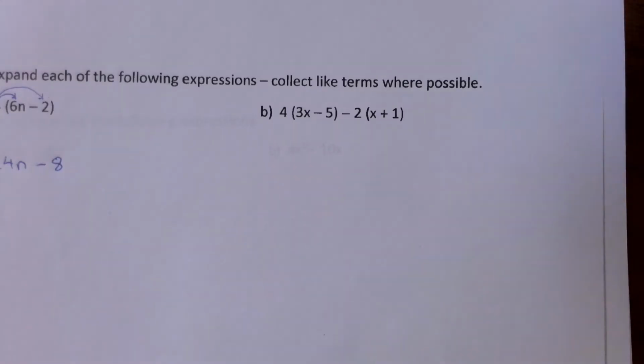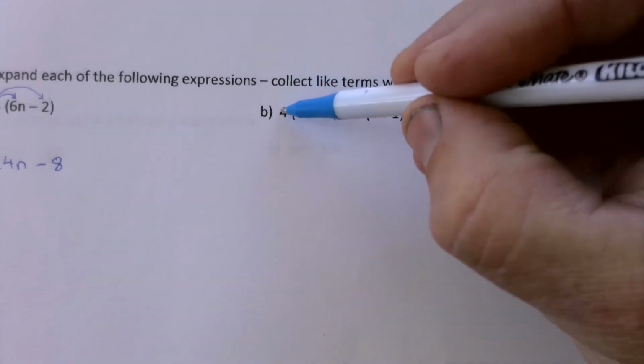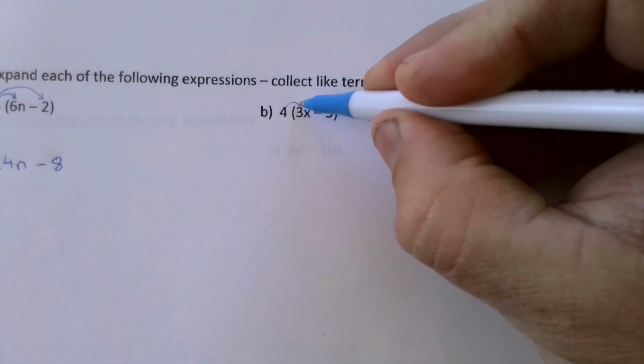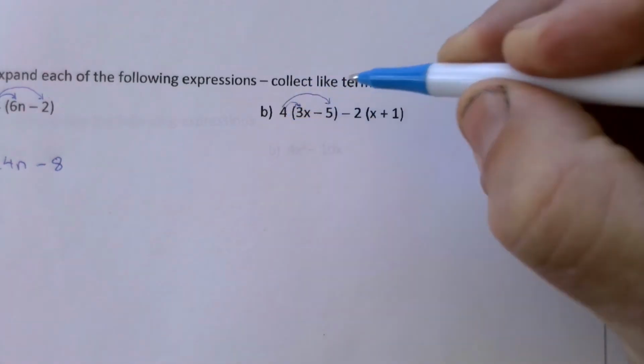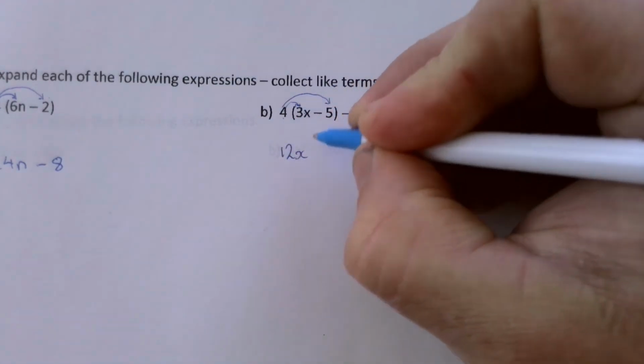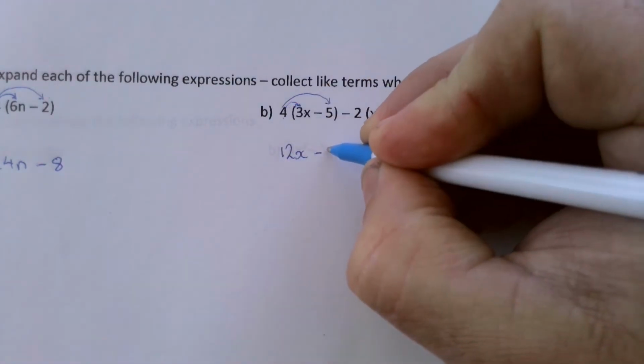3b, we're going to expand and simplify. So remember, this times this, this times this, okay? The system will always work. This times this, this times this. So let's expand it out. 4 times 3x makes 12x. 4 times negative 5 makes negative 20.